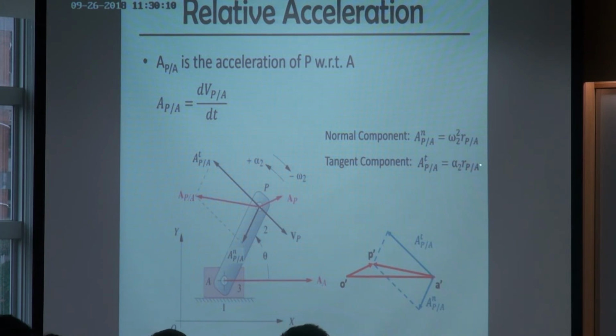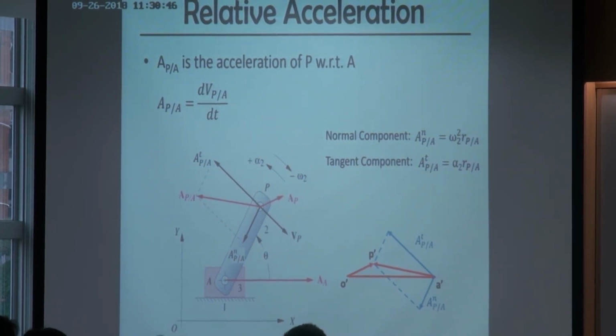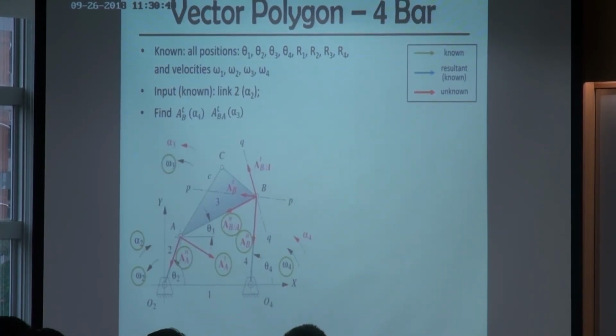But for this tangent one, if alpha 2 is unknown, suppose it's not input, then alpha 2 is something we need to find in the acceleration analysis. So omega 2 will be obtained by performing the velocity analysis. But to get this alpha, this angular acceleration, we need to perform acceleration analysis. Okay, any questions so far?